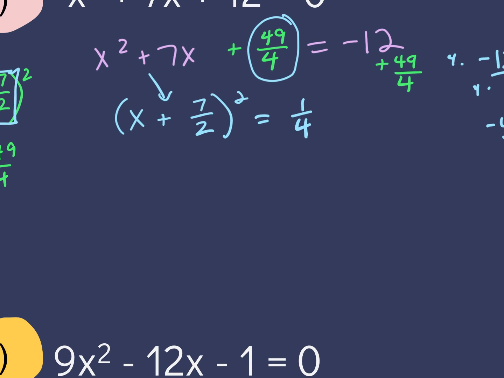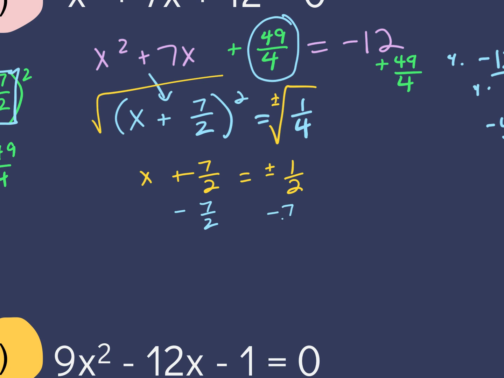Now I got to solve it. I got to square root both sides, putting a plus and minus in front of the 1/4. I get x plus 7/2 equals, what's the square root of 1? What's the square root of 4? 2. Subtract the 7/2. And I get x equals -7/2 plus and minus 1/2. Can I keep going? Yes.